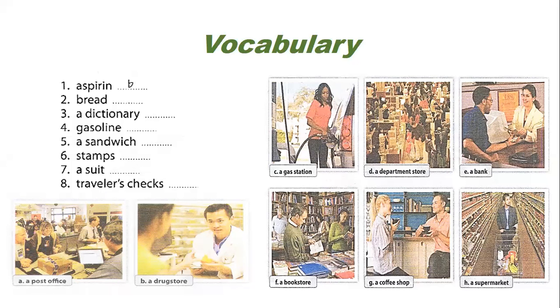We are going to match the pictures with the vocabulary, and look at the places. Don't forget the places. Post office, drugstore, gas station, department store, bank, bookstore, coffee shop, supermarket. Yeah, I understand. The stamp, okay. This is post office. I got it. Okay. Very good.